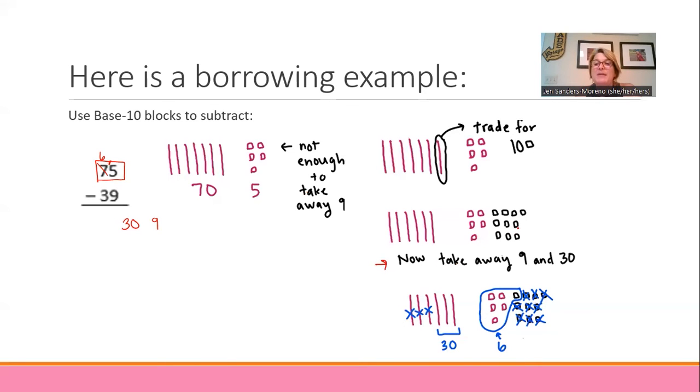Students are going to come in, working in table partners. They're going to take 9 of those little cubes away, and they're going to take 3 sticks away. You can see here I X'd out 3 sticks and 9 cubes, and what's left on their desk is 3 sticks and 6 cubes.